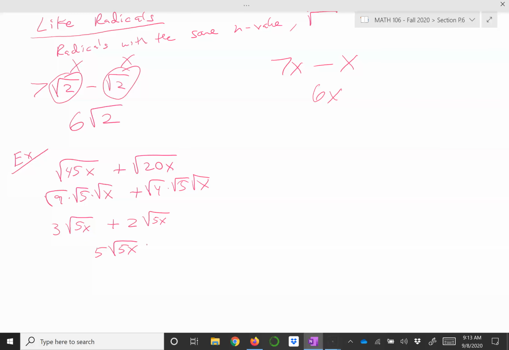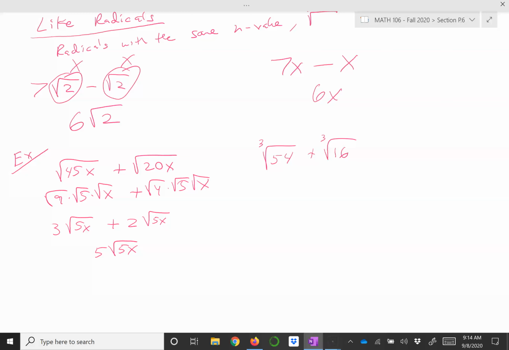Okay, I'm going to give you a couple of these. Let's do a cube root example. All right, so there we go. So the cube root of 54 plus cube root of 16. They're not like radicals yet. We have the same root, the 3, but then the thing inside has to be the same, which they're not. So we have to start splitting them up.